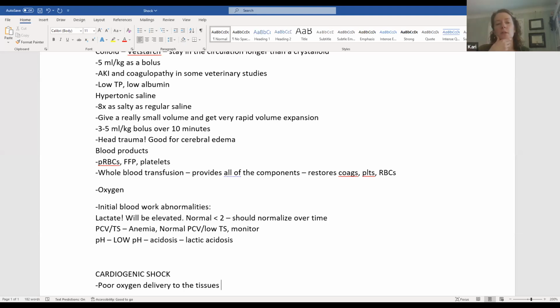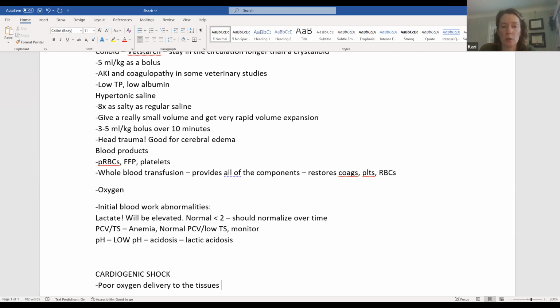Why is it important for us to differentiate cardiogenic from hypovolemic shock? The treatment is different. Yeah. So the treatment is kind of opposite, right? Like Tracy said, fluid overload. So hypovolemic patients need fluids. Cardiogenic shock patients usually don't need fluids.